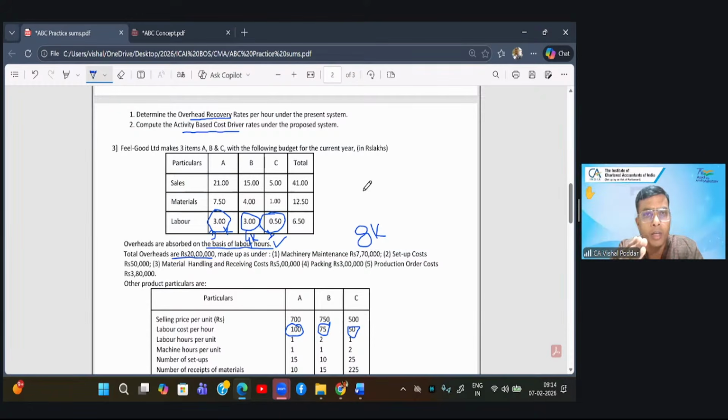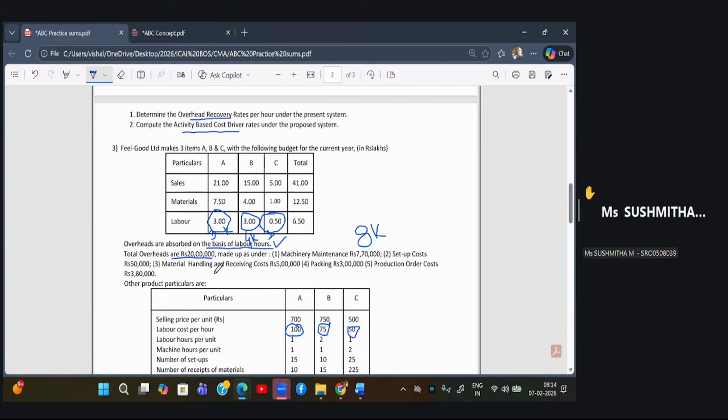Now we are in traditional. In traditional, we don't require that breakup. We require total overheads, which is 20 lakhs. Total overheads divided by total hours is your ORR. You got rupees 250 per labor hour as your overhead charging rate, traditional. Using that rate, you charge to ABC. You get the overheads cost of ABC. Subtract sales minus material minus labor minus the overheads cost that you get. You get the profit of ABC under traditional method. Done. Yes, sir. Understood.